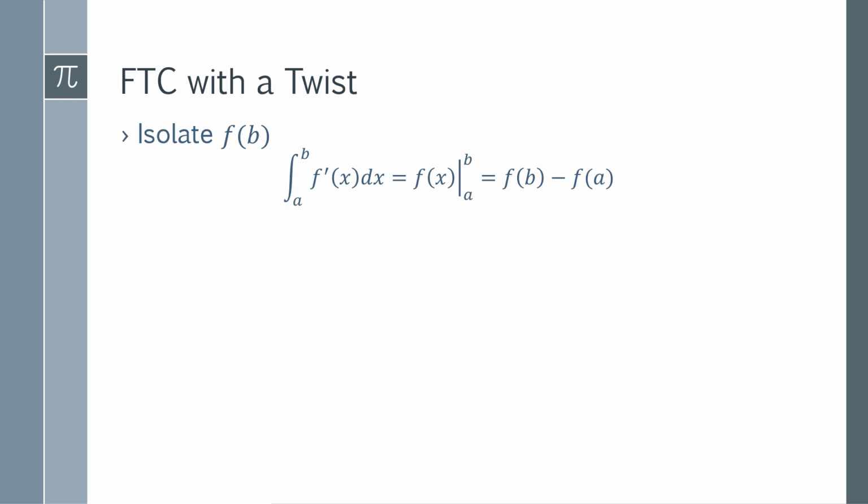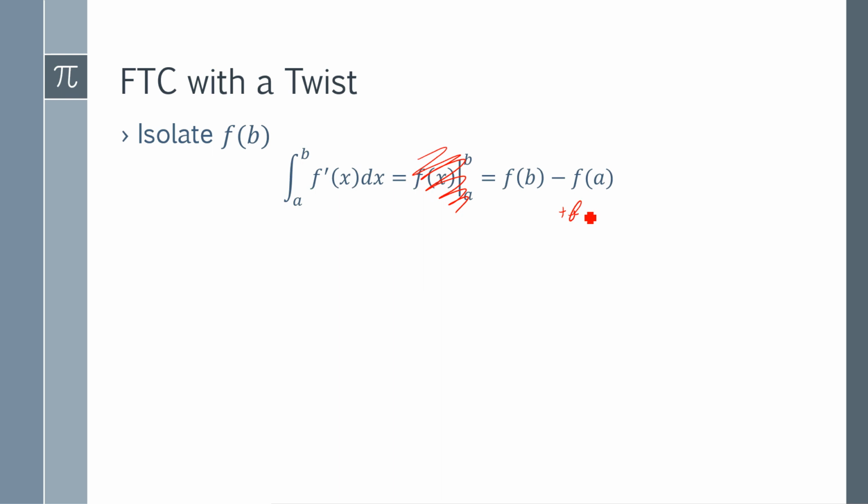So I had another teacher who told me that she calls this FTC with a twist, and it's a very nice name for it. Just evaluating a definite integral, the way it's written, FTC part 2, works great. But when we do applications, the FTC with a twist is a little bit better. And the idea of this is we take part 2 and we isolate f of b. So we're actually going to ignore this notation here, and I'm going to get f of b by itself.